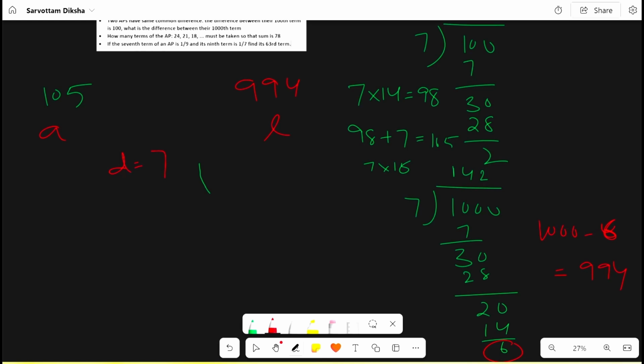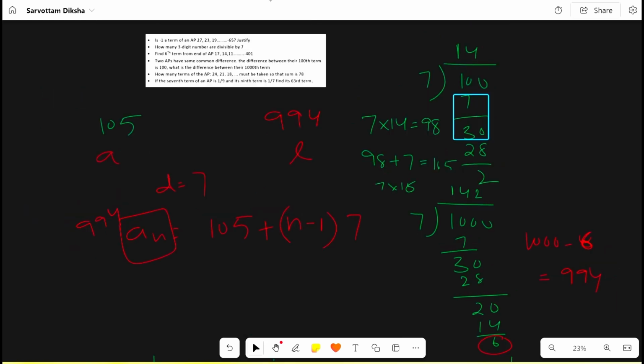Here we are talking about multiples of 7. So I can put AN is equal to 105 plus n minus 1 into 7. And AN in here is nothing but 994. I'm not solving till the end. Solve it and write your answers in the comment box.